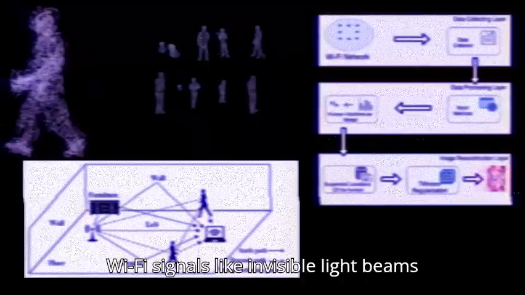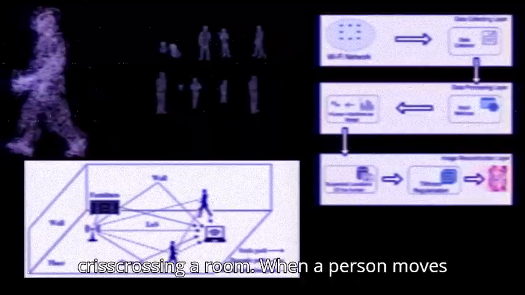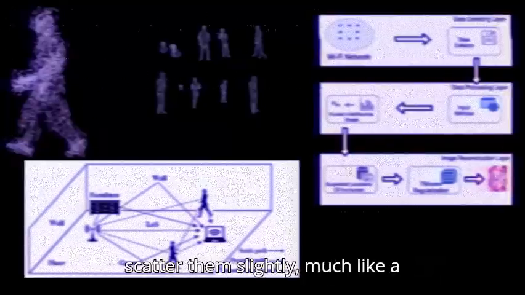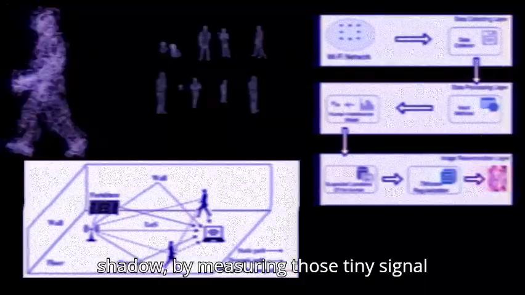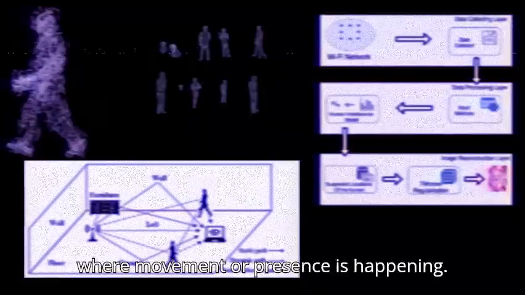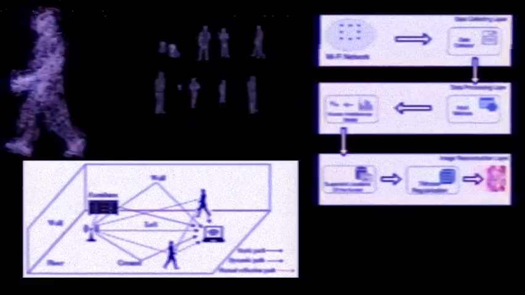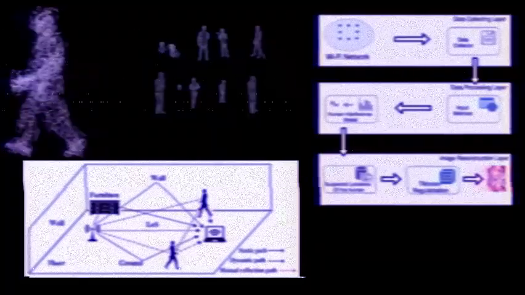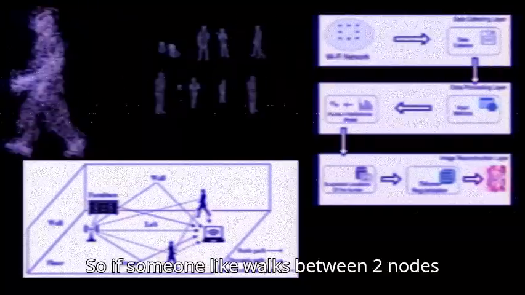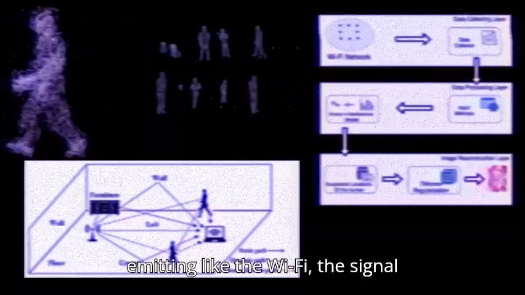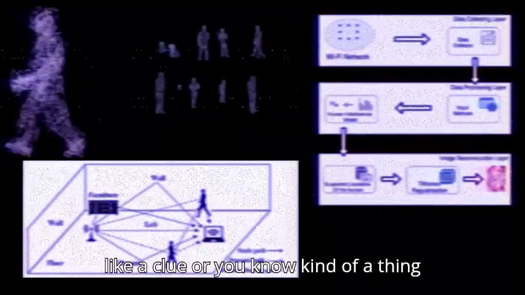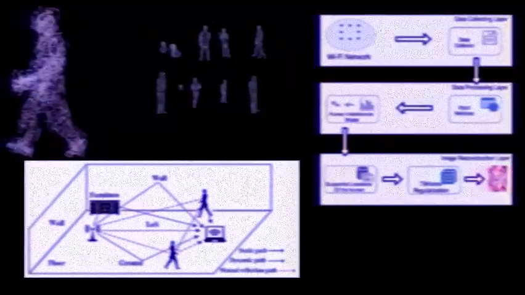Imagine Wi-Fi signals like invisible light beams crisscrossing a room. When a person moves through those beams, they block or scatter them slightly, much like a shadow. By measuring those tiny signal changes between pairs of Wi-Fi nodes scattered around an area, you can infer where movement or presence is happening. So if someone walks between two nodes emitting the Wi-Fi, the signal weakens or shifts, and that creates a clue to build an image from.